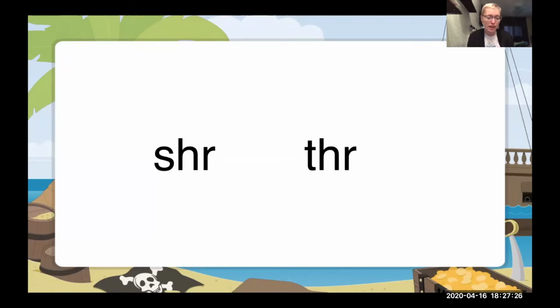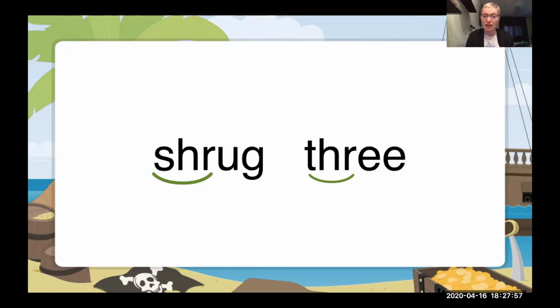So all 3 letters in each digraph blend are joined together with an arc. We are going to start with our R, adding that onto our digraphs to make those blends. So our first example here is SHR, which is going to say shr, and THR, which is going to say thr. So we can add ug on the end, and we can make the word shrug with that shr sound. And we can add 2 E's on the end and make this the word three.